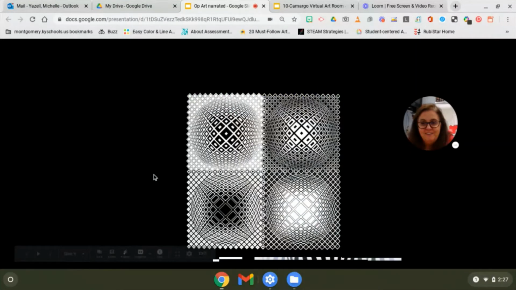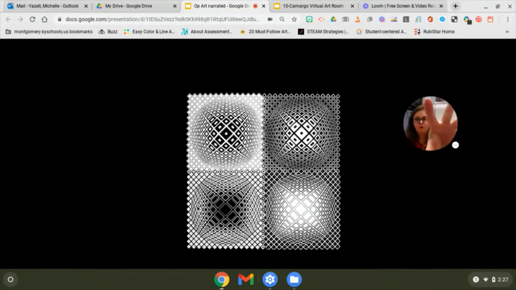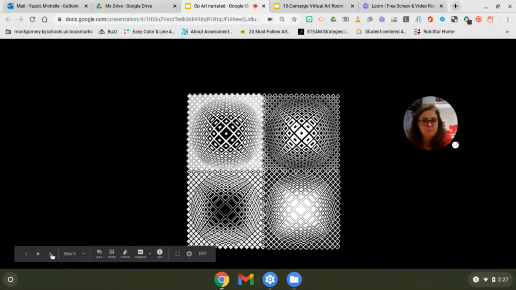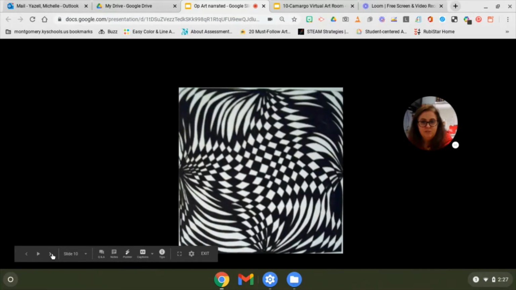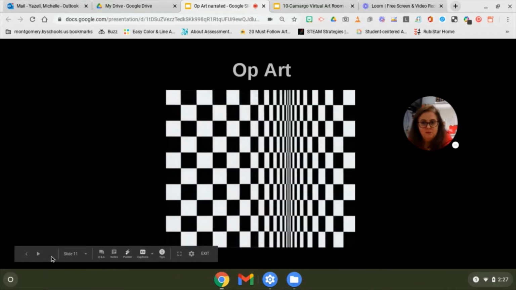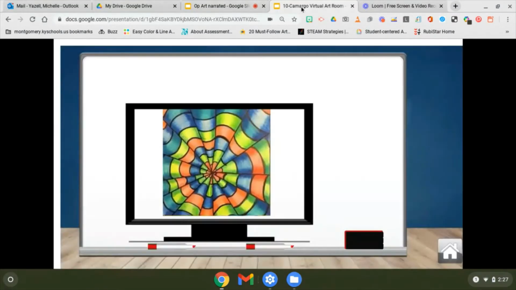These look like spheres trying to come through the paper, and they're poking out at you. This one is just a swirling kind of picture. And this one looks like it's going down into the middle of the page, and it also looks like it's moving. So you get the idea. Op art is optical illusions.